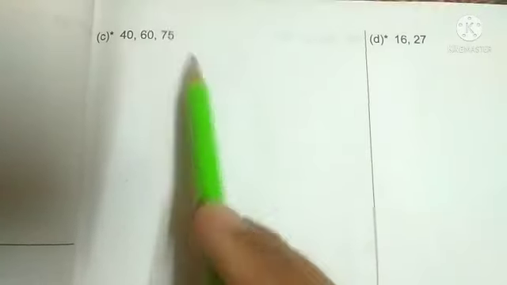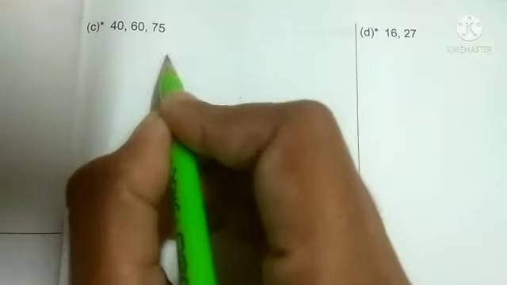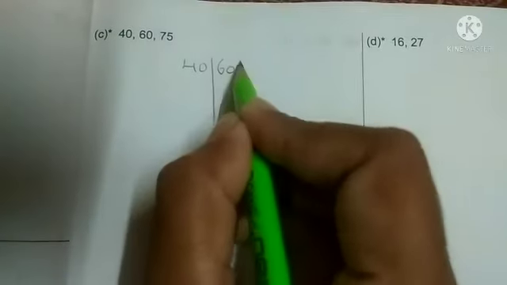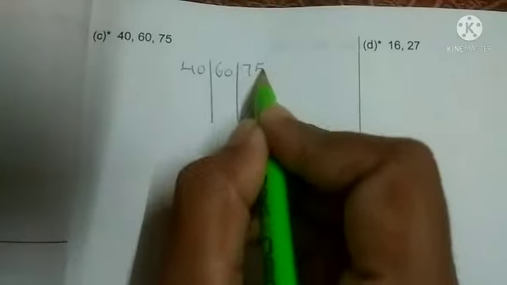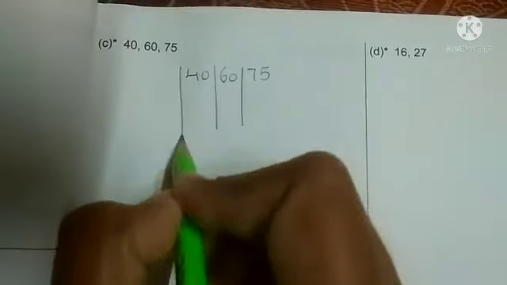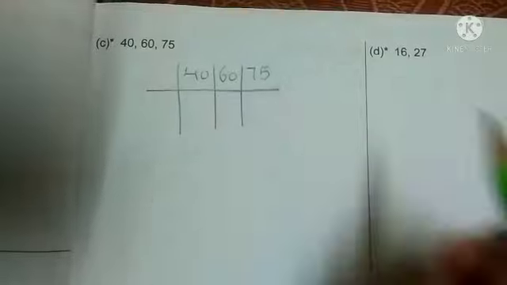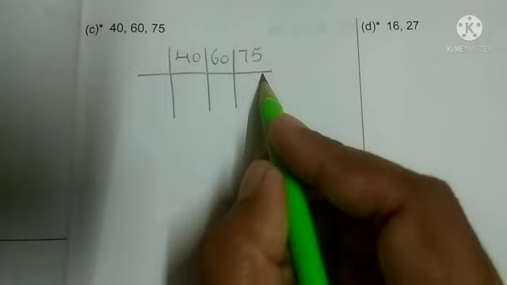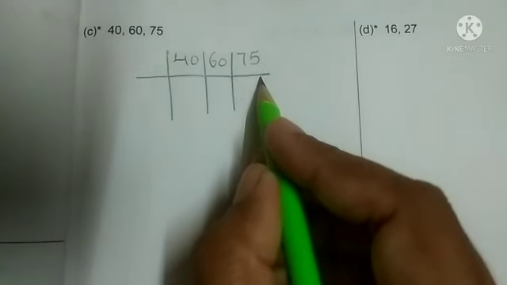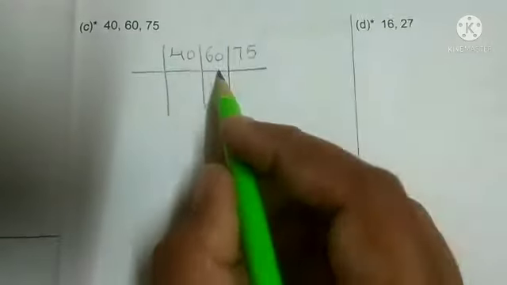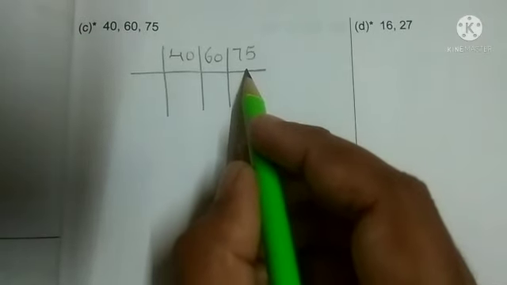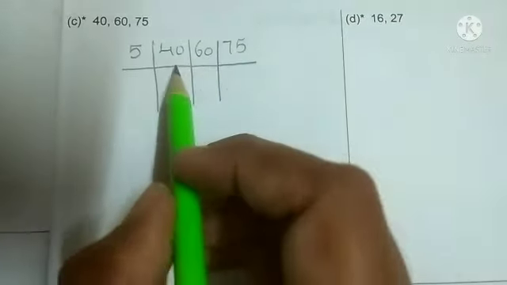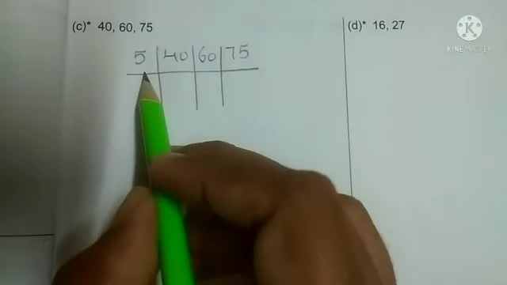and 75. So again we will do the factorization together. 40, 60 and 75. Clear? We have to do the factorization of all the numbers together. Now tell me, 40, 60 and 75 is divisible by which number? By which number can you divide 40, 60 and 75 together? So which number? That is 5.